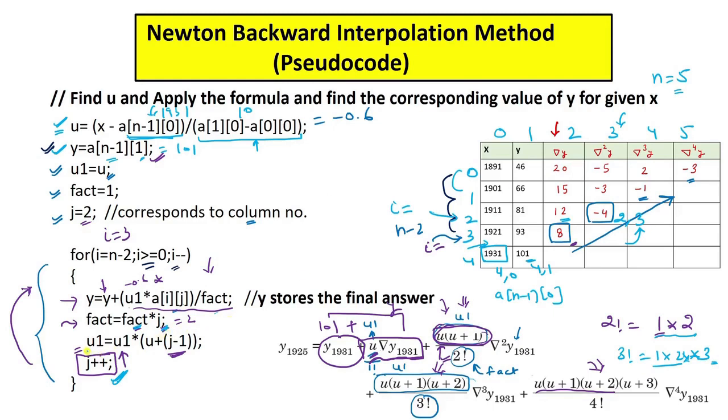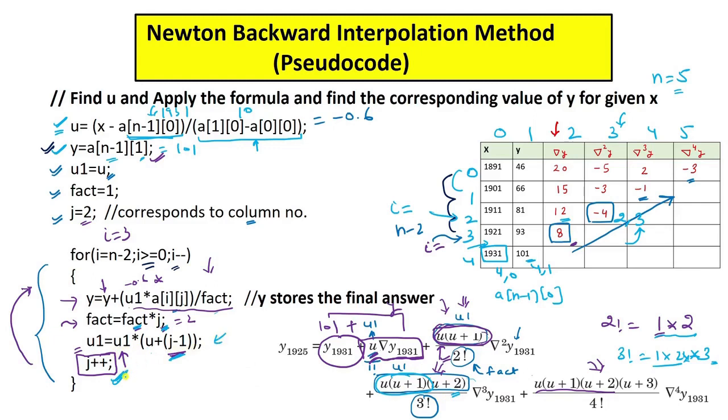Now I need the u1. So this will be like previous u1 multiply (u plus ...). Now here my j is actually 3. 3 minus 1 is 2. So this is u plus 2. So this way I have computed u1.